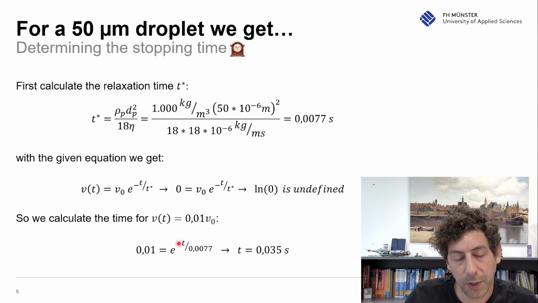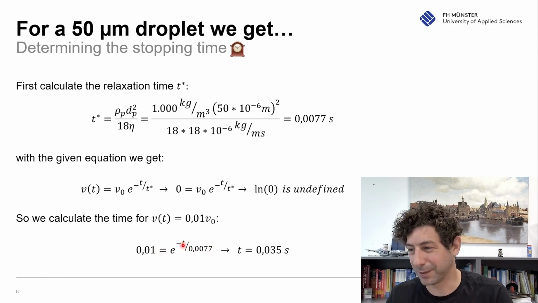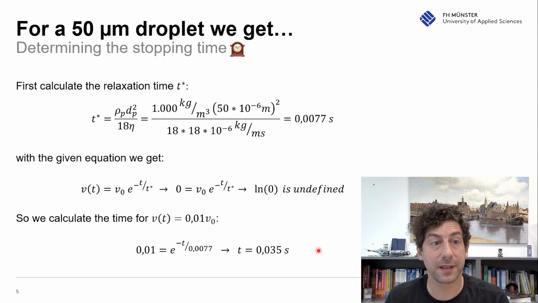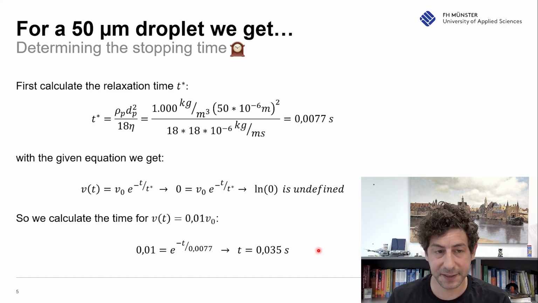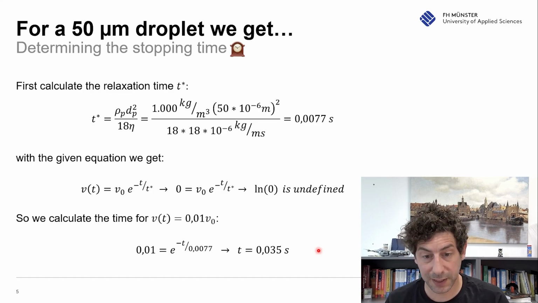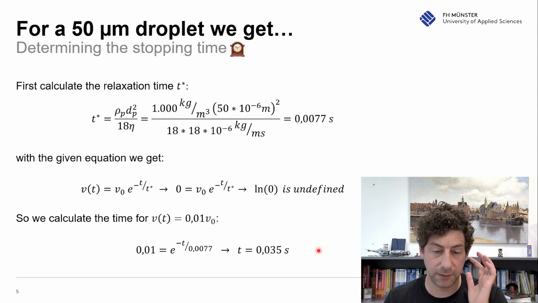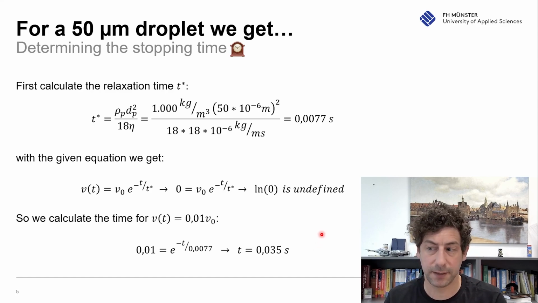So e to the power minus t divided by 0.0077, and now if I take the logarithm and multiply with 0.0077 and get rid of the minus, I will end up with a time of 0.035 seconds. So a 50 micron water droplet in air, having a high starting velocity of 20 meter per second, stops within 0.035 seconds. So this is extremely fast, okay?